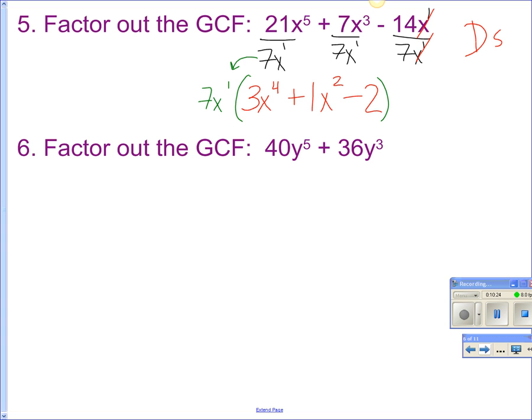Okay, write this one down. 40y to the 5th plus 36y to the 3rd.